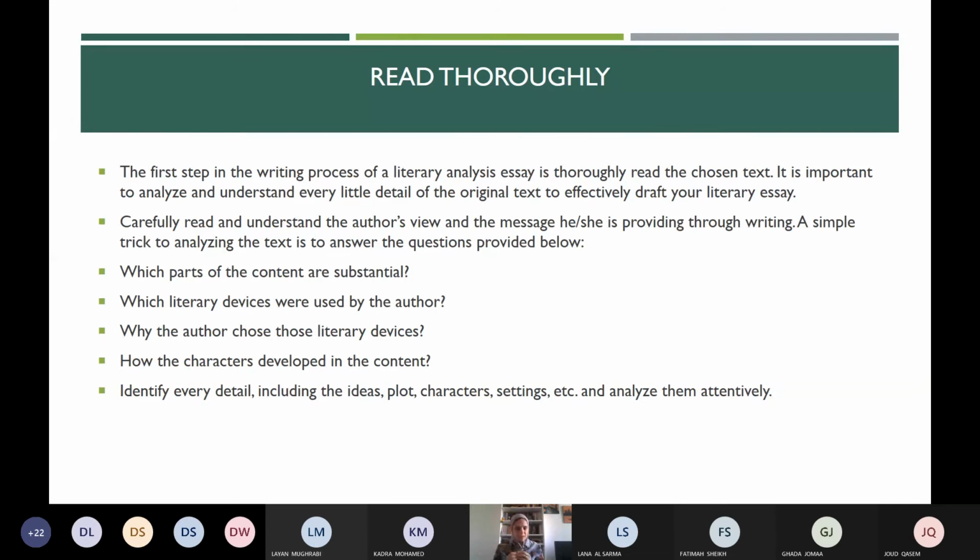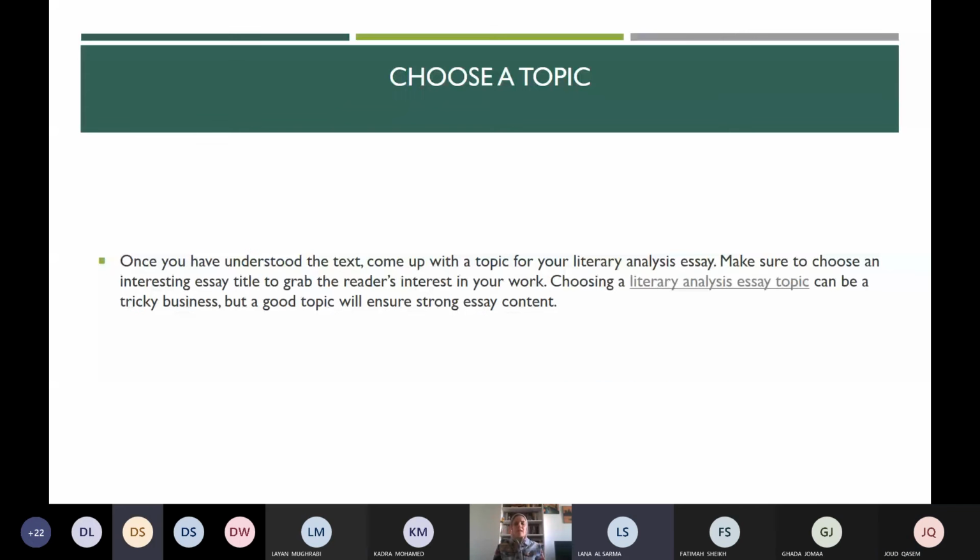Okay, girls, are you with me? Yes. And then, after I read thoroughly and answered all of these questions, I can choose a topic. So once you understand the text, come up with a topic for your literary analysis essay. Choose an interesting title and start.